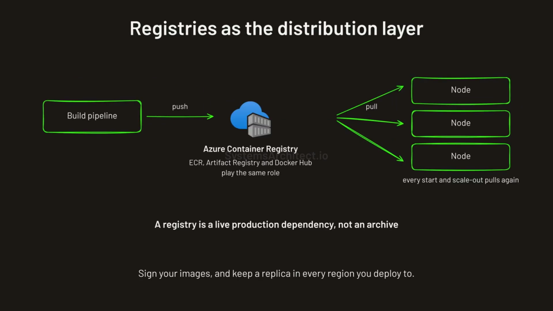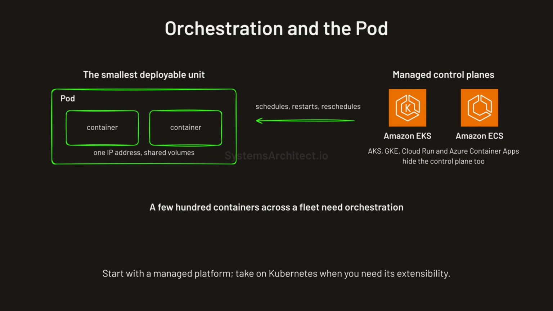A container registry is where your images are pushed to and pulled from. Docker Hub is the public default, while ECR on AWS, ACR on Azure, and Artifact Registry on Google Cloud give you private access-controlled storage. Enable image signing so only images your own pipeline built can run. Why keep a copy close by? Keep a replica in every region you deploy to, because a cross-region pull is slow exactly when you are scaling out. A few hundred containers across a fleet need container orchestration.